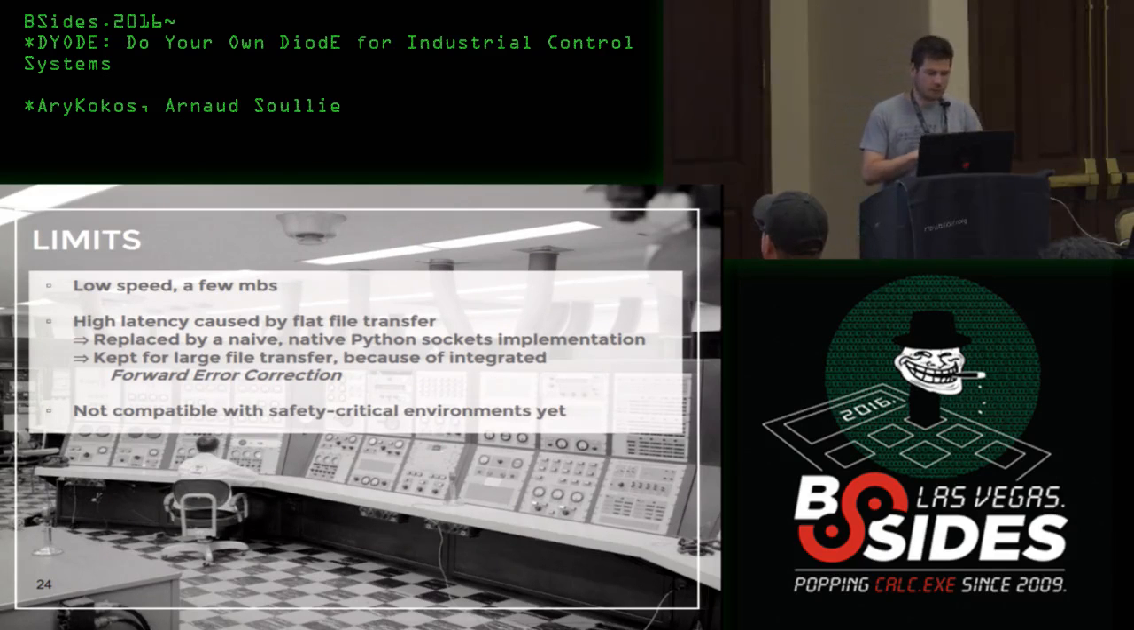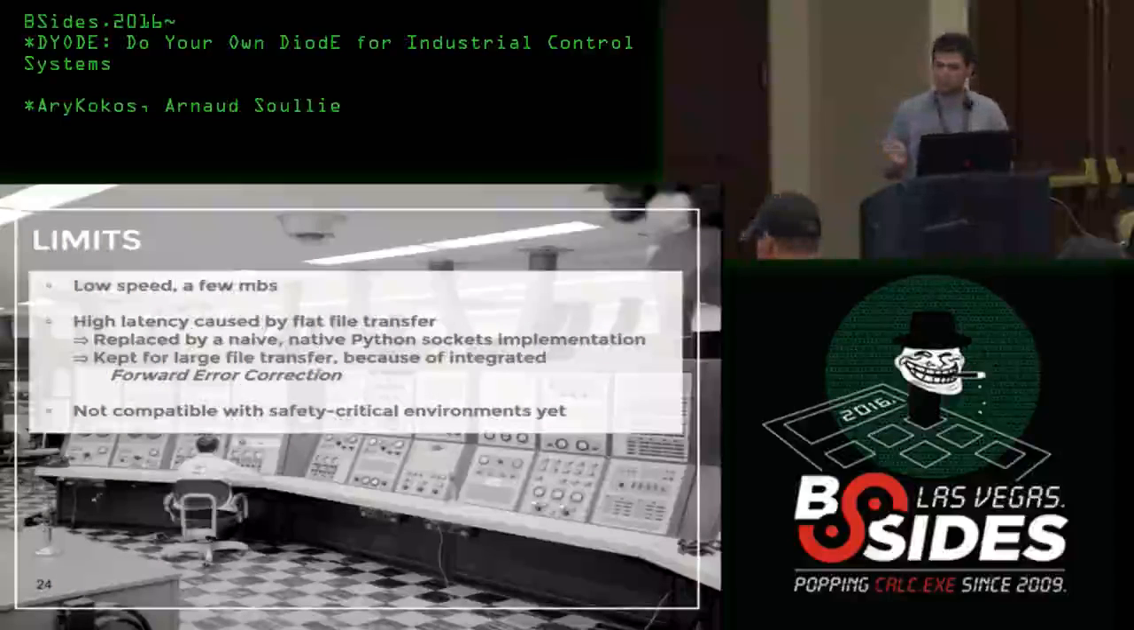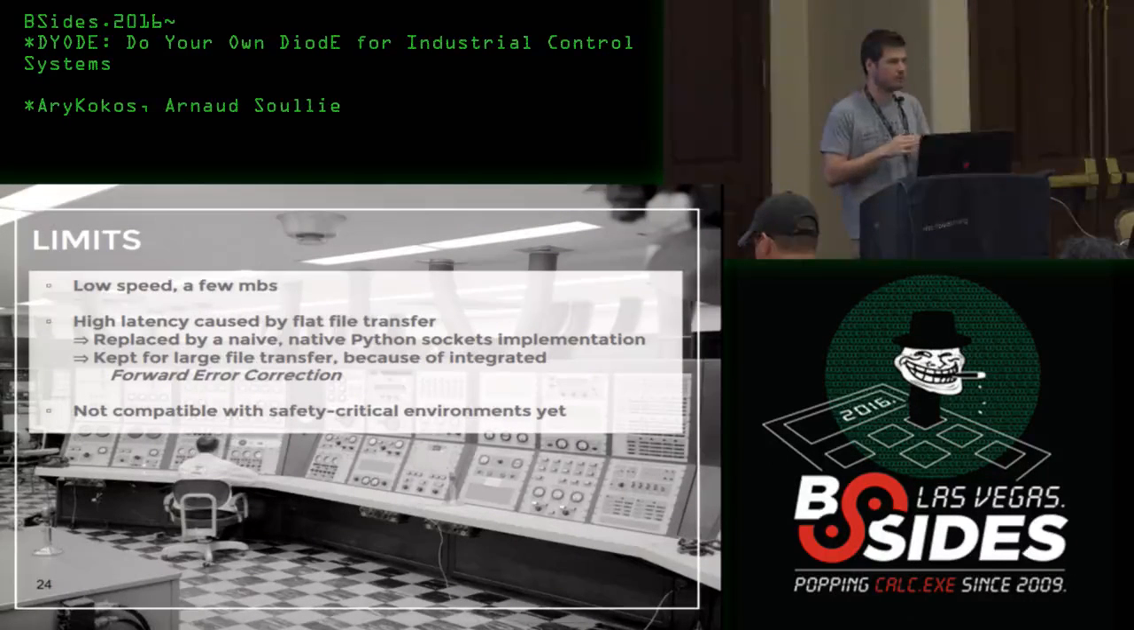Then what are the limits of this project? At the moment it's really, really slow, maybe 1 to 2 megabytes per second tops. And also there was a high latency caused by the flat file transfer, because as mentioned at the beginning, we use UDP-cast. So from the Python code, you use an external binary which displays some things on the console before really launching. So you have at least a 2-second delay, which is not good for Modbus and screen sharing. So we replaced that. We only keep UDP-cast for the file transfer, and we use a very basic, naive implementation using Python UDP sockets to send the Modbus data and the screen sharing.